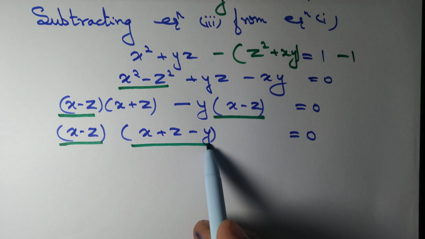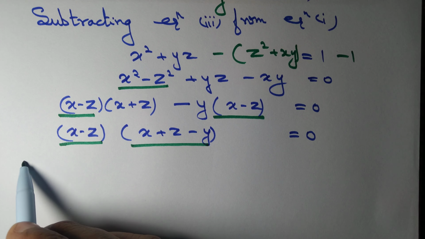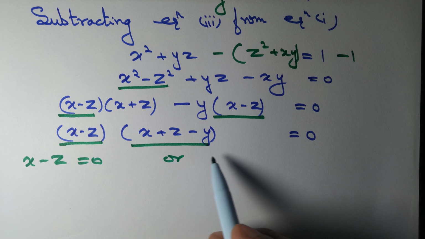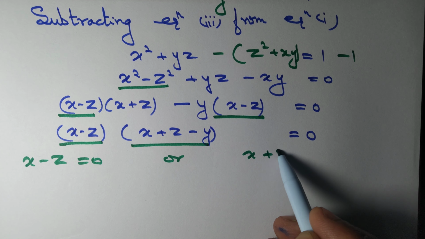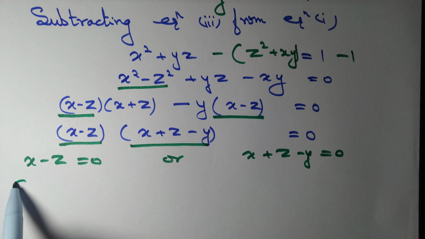Now you have a product of two numbers equal to 0. One number and second number, their product is 0. So one of them has to be 0. You don't know which one. So let's assume x minus z equal to 0, or maybe x plus z minus y equal to 0. We don't know which one is 0. So let's do case 1.